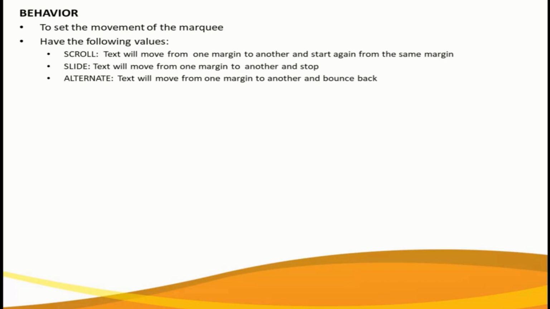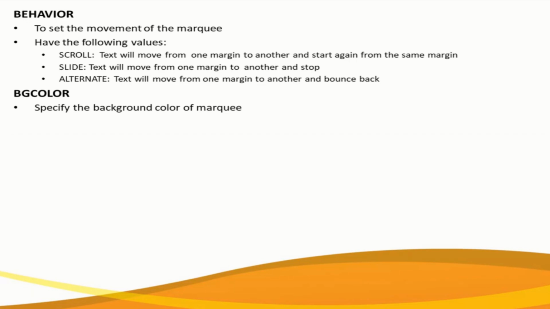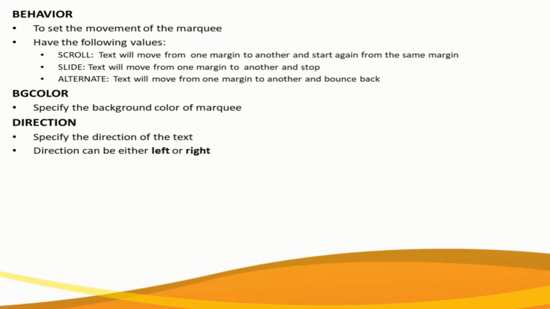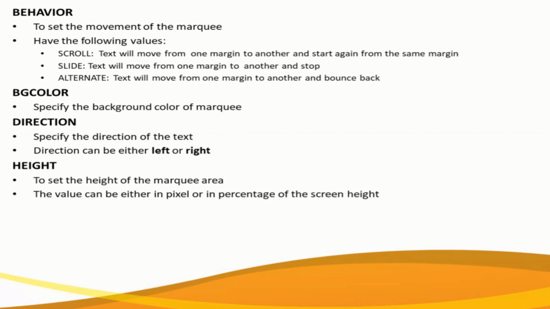To set the Marquee background color, use the bgcolor attribute. The direction attribute enables you to specify the direction of the text. Direction can be either left or right. By default, it moves from the right of the screen to the left. To specify the height of the Marquee area, use the height attribute. The value can be in pixels or percentage.